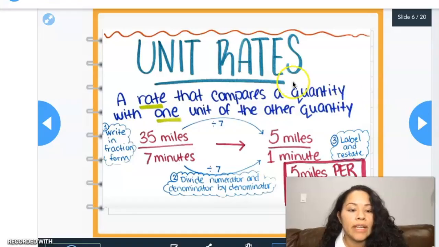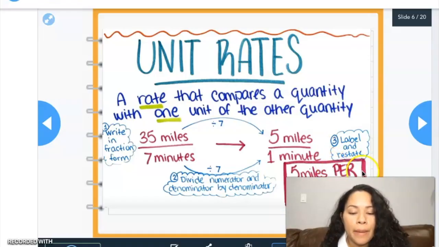How much distance was traveled within 1 minute? Well, first we need to write it in fraction form. In this case, we have 35 to 7. Then we are going to divide the numerator and the denominator by the denominator: 35 divided by 7 and 7 divided by 7, which gives us 5 over 1. Lastly, we are going to label and restate. So our answer is 5 miles per minute. This is some key vocabulary here. You're looking for "per minute." That's telling us that it's a unit rate.